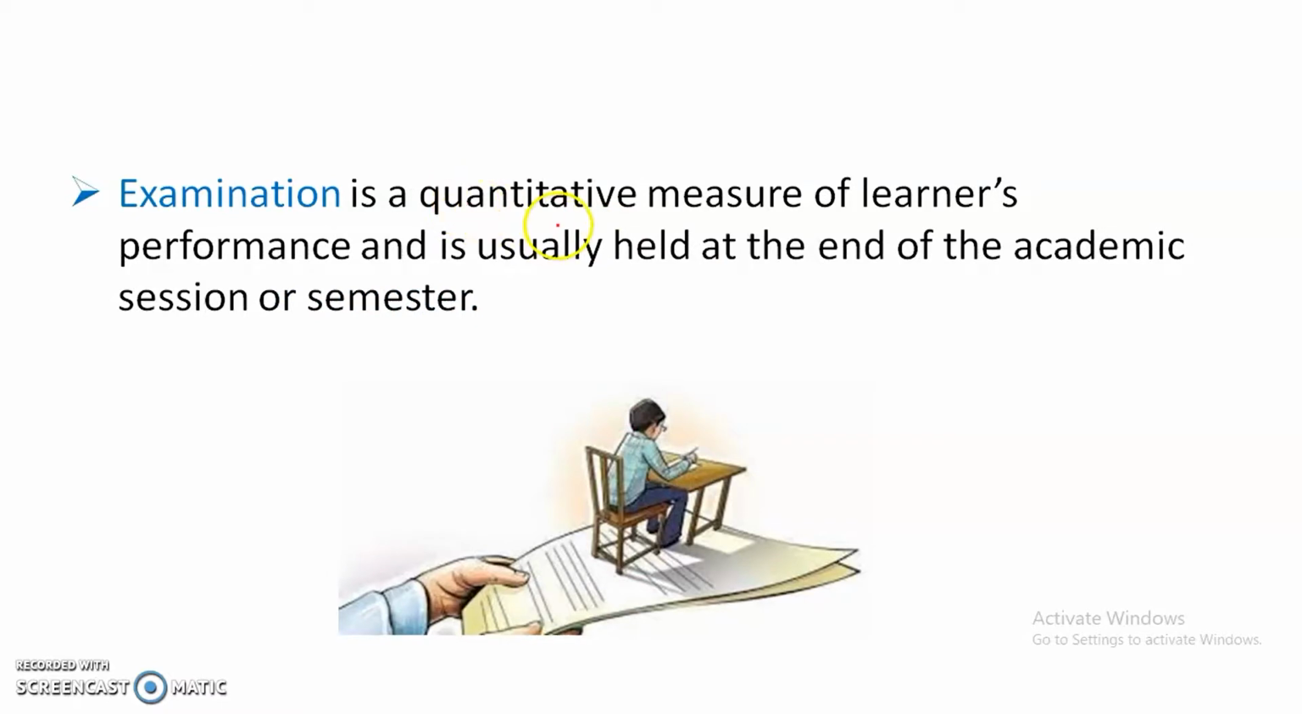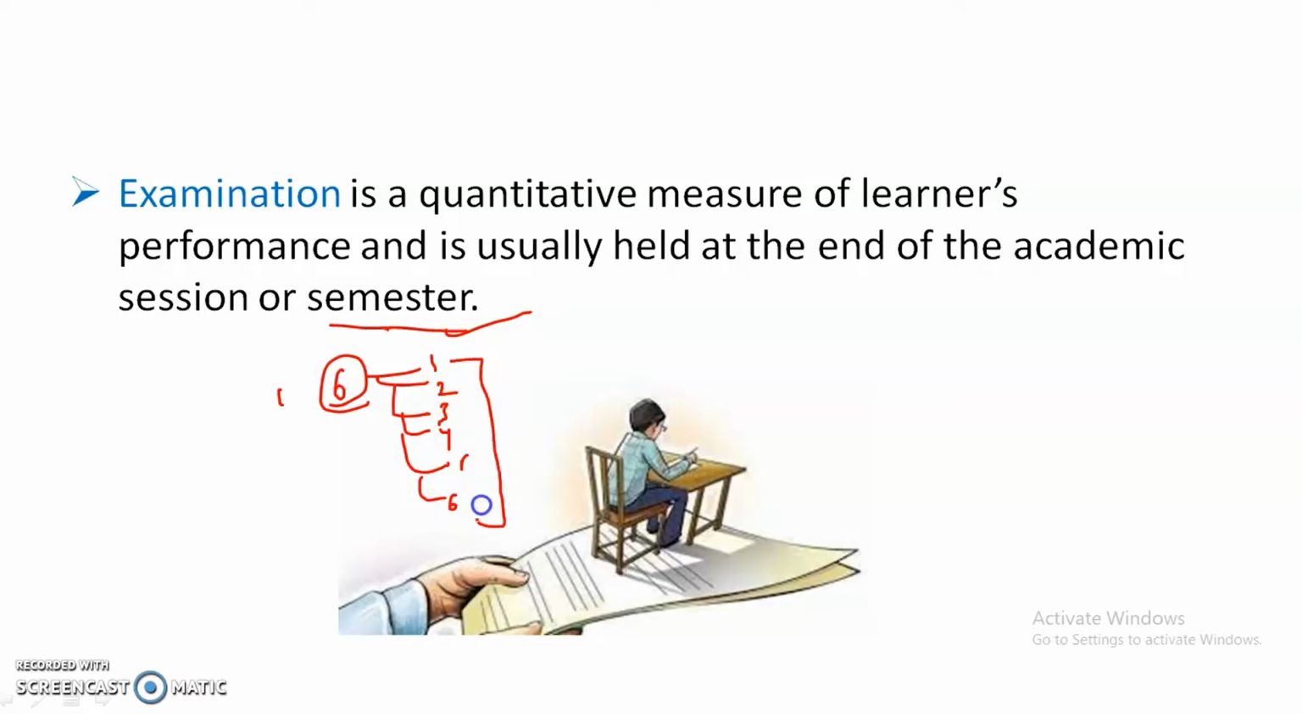So examination is nothing but a quantitative measure of the learner's performance and is usually held at the end of the academic session or the semester. Okay. So of course, whatever exam we are conducting at the end of the semester or the sessions, both of these. End of the semester means after completion of the courses we are allotted in that semester. For example, if 6 subjects are there in one semester, these 6 subjects we are generally calling courses. Okay, subjects are also courses, anything is fine. So first course, second course, third, fourth, fifth course, and sixth course.